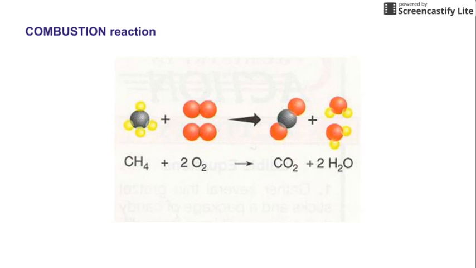That's a combustion reaction. Here's this reaction illustrated in this picture. The carbon atom is the gray sphere. Hydrogen atoms are the yellow spheres, and oxygen atoms are the red spheres. You can see that the hydrocarbon, the CH4, combines with oxygen molecules. The oxygen combines with carbon to make carbon dioxide. Oxygen also combines with hydrogen to make water. Again, this is a combustion reaction.